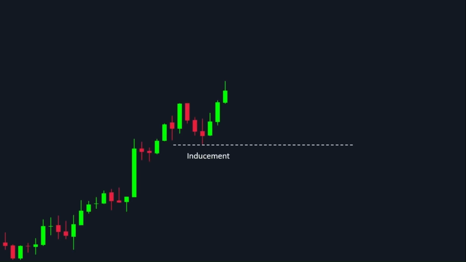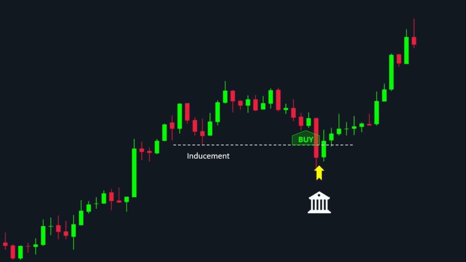Inducement is a price level where retail traders are convinced to enter positions at the wrong time, in the wrong direction, and at the wrong levels. What appears to them as a perfect trading opportunity is, in reality, a deliberate smart money trap designed to attract retail participation and capture their liquidity.